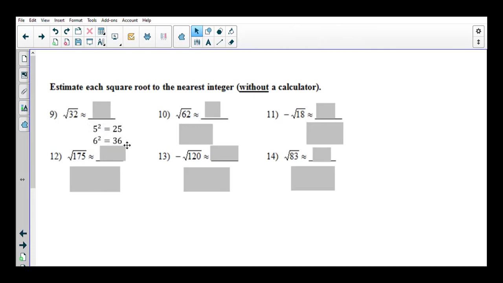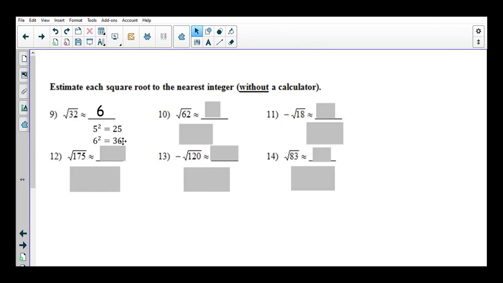So what does that mean? It means the square root of 32 is somewhere between 5 and 6. But because 32 is closer to 36 than it is to 25, that means the square root of 32 is closer to 6. It's about 6.